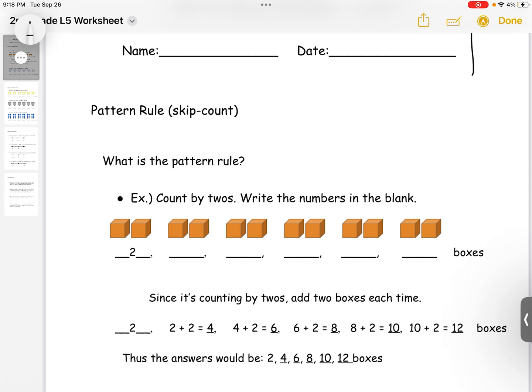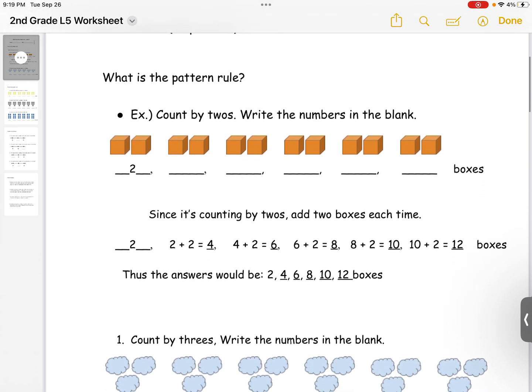Since it's counting by twos, add 2 boxes each time. So 2 plus 2 is 4, 4 plus 2 is 6, 6 plus 2 is 8, and 8 plus 2 is 10, and 10 plus 2 is 12 boxes. The answers will be 2, 4, 6, 8, 10, 12 boxes, since we're counting up by twos.